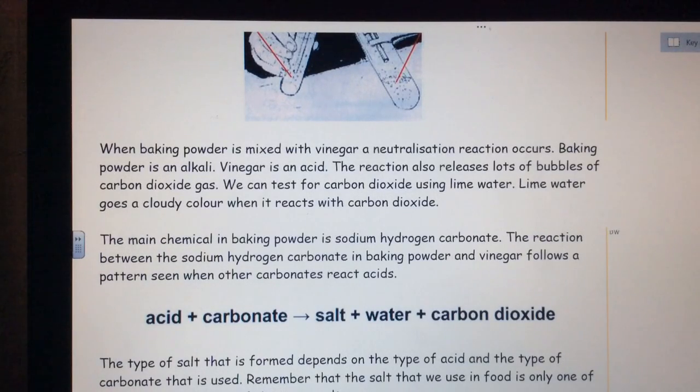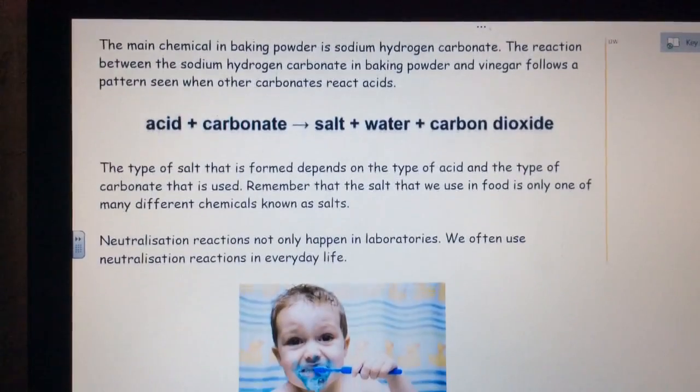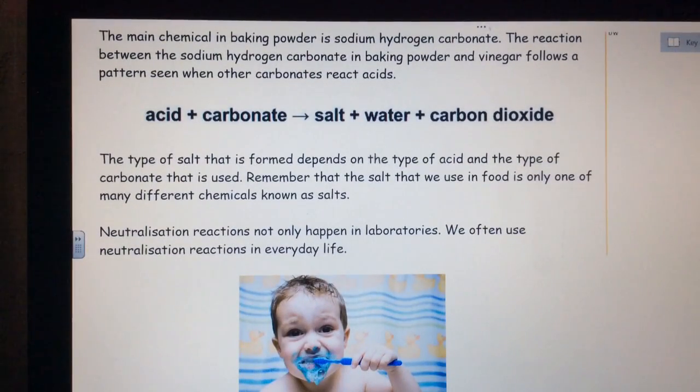The main chemical in baking powder is sodium hydrogen carbonate. The reaction between the sodium hydrogen carbonate in baking powder and vinegar follows a pattern seen when other carbonates react with acids. Acid plus carbonate gives salt plus water plus carbon dioxide. The type of salt that is formed depends on the type of acid and the type of carbonate that is used. Remember that the salt we use in food is only one of many different chemicals known as salts.